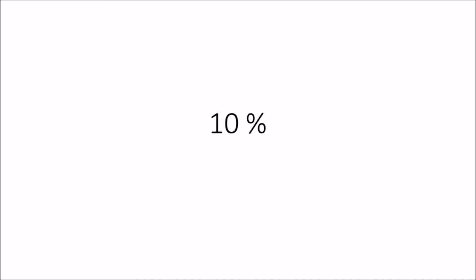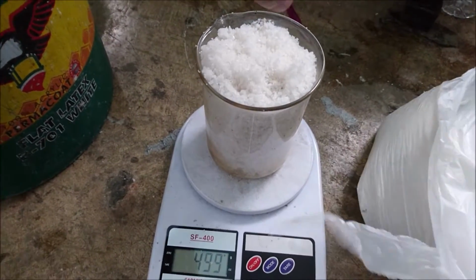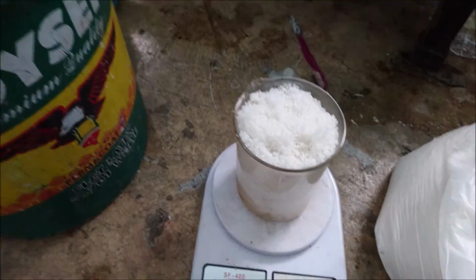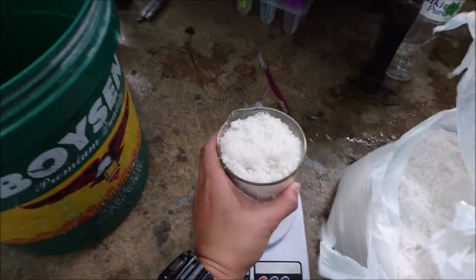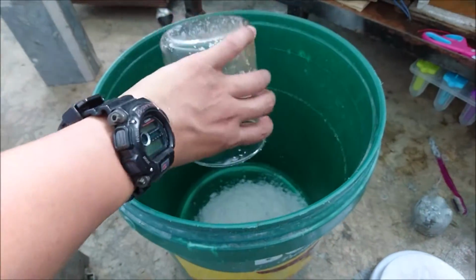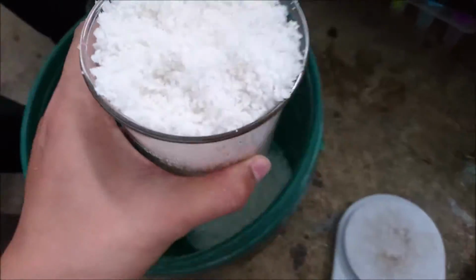The group will start with the 10% brine solution. The group will use 10 liters of water and 1 kilogram of rock salt for the first trial. First step is to make sure that the weight of the salt is accurate using a digital weighing scale, and we will put the salt in the ice bucket. The reading should be 500 grams, and add more so it will become 1000 grams.